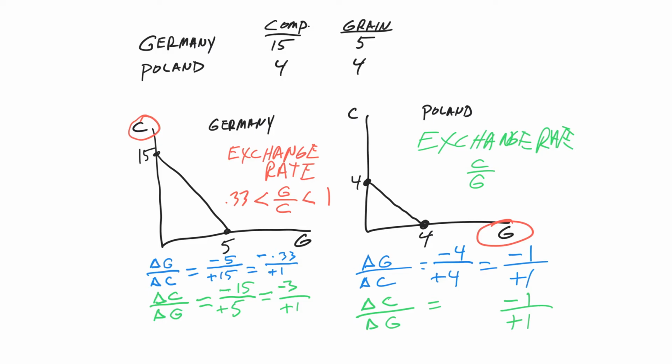It's going to have to be greater than 1. Okay, the price is going to have to be greater than 1, or Poland's not making a gain. And it has to be less than 3, or Germany will just make their own grain. Okay, so the exchange rate has to be in this interval between 1 and 3.